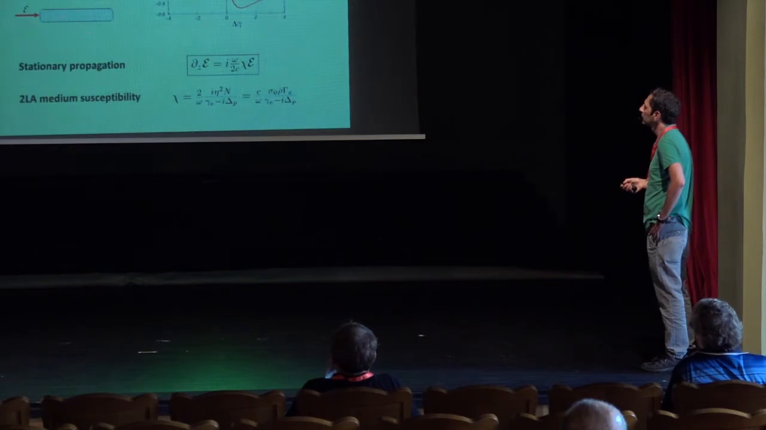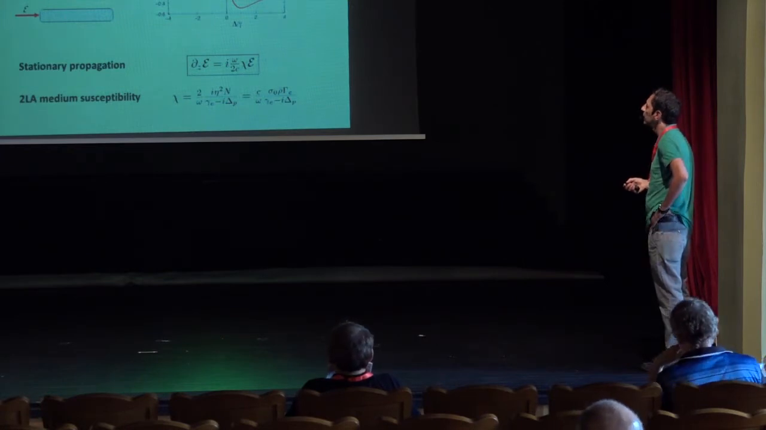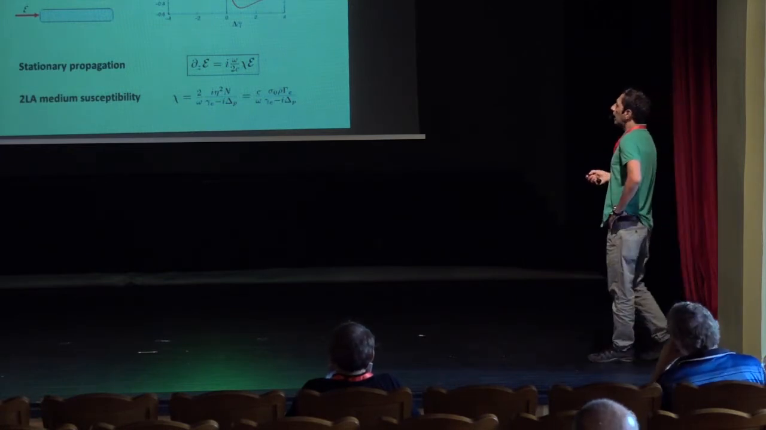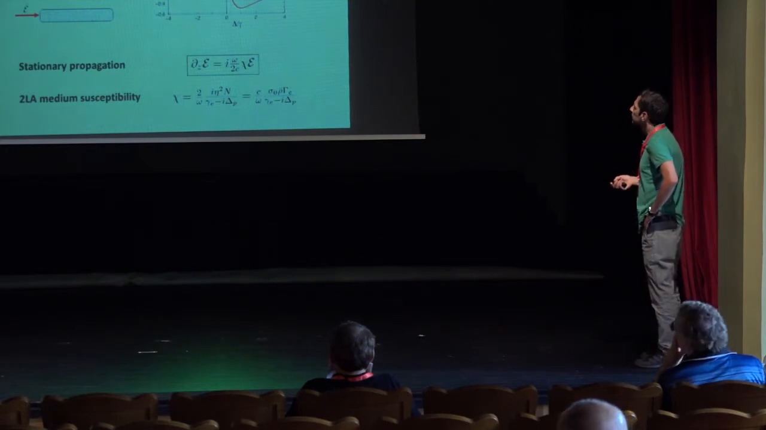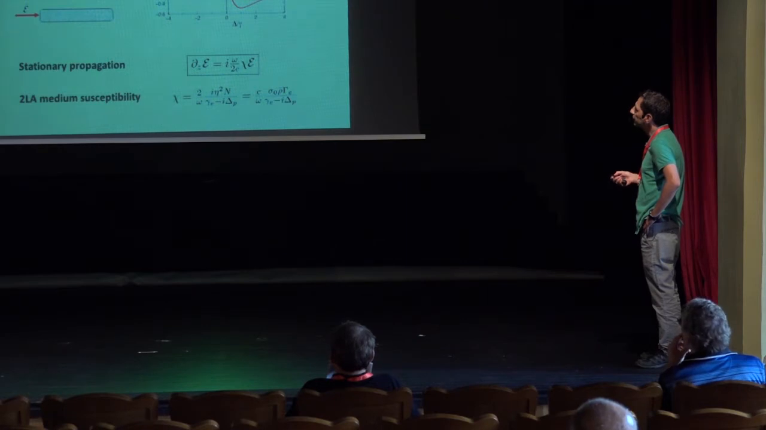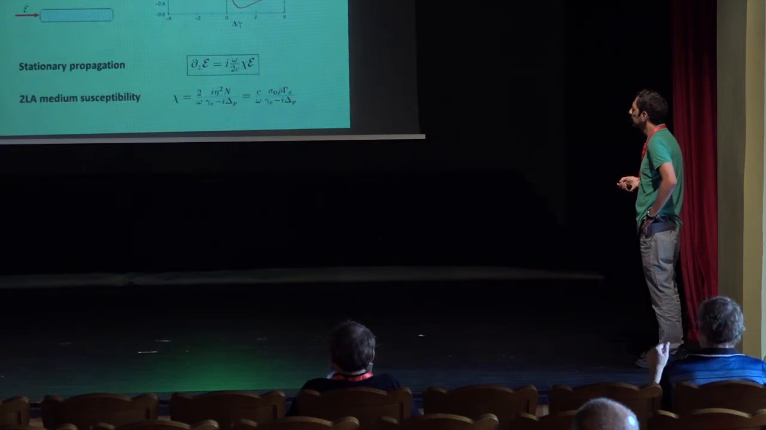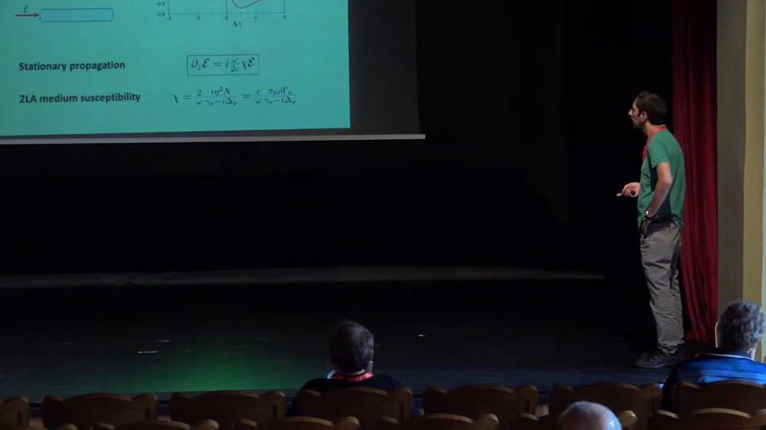If you have an atomic ensemble, many atoms, and you probe these atoms by a resonant laser, then you have this absorption profile for a laser, which is a Lorentzian, of course. So the medium susceptibility looks like this. The imaginary part of this is a Lorentzian. Yeah? So this is supposed to be the imaginary part.